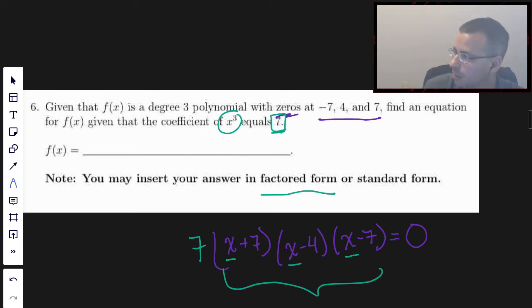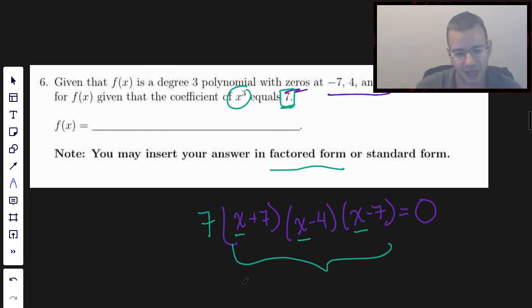So now I'm going to plug this into Wolfram, because I don't want to multiply. We could multiply this all out, but it would be cumbersome, and there's a good chance I would make a mistake. So I'm just going to do Wolfram, 7 times quantity x plus 7, x minus 4 times quantity x minus 7.